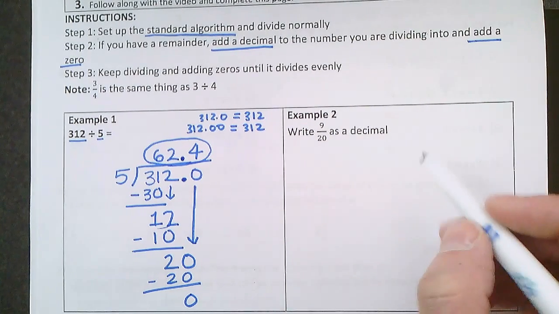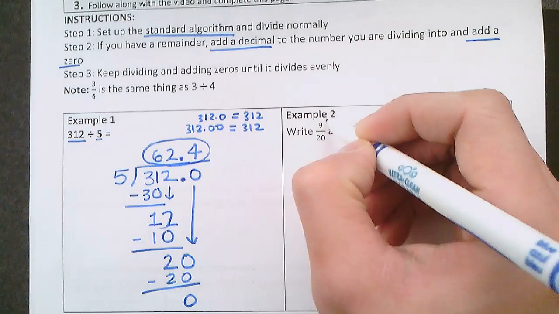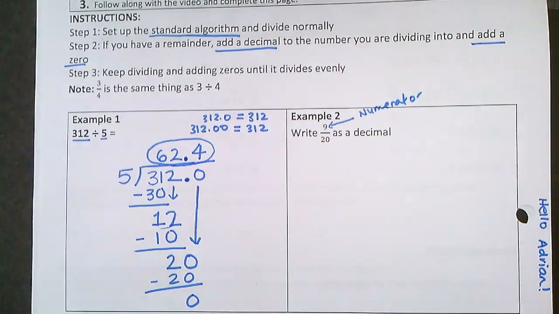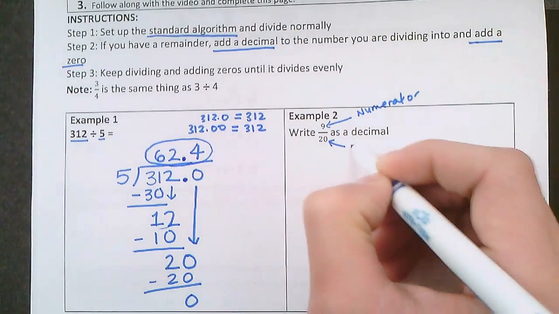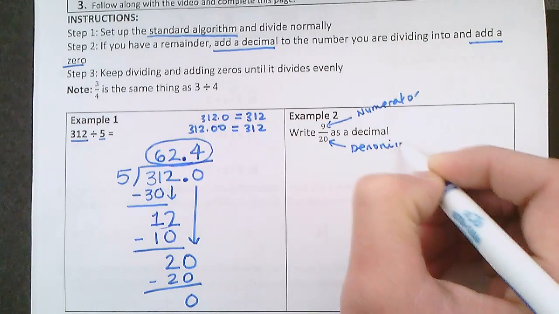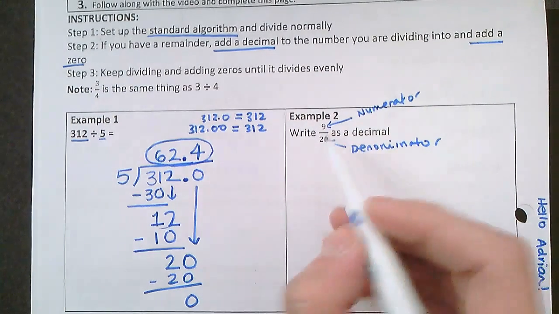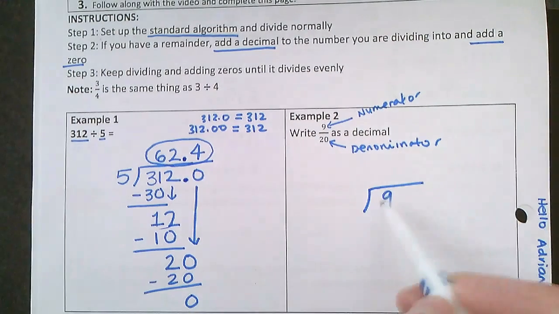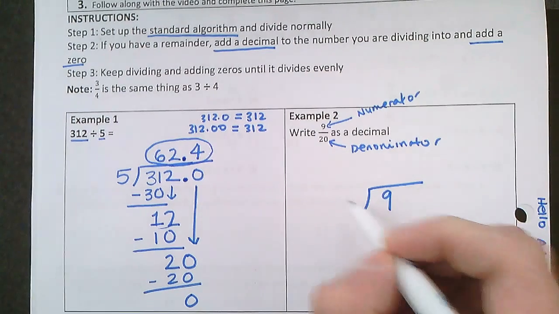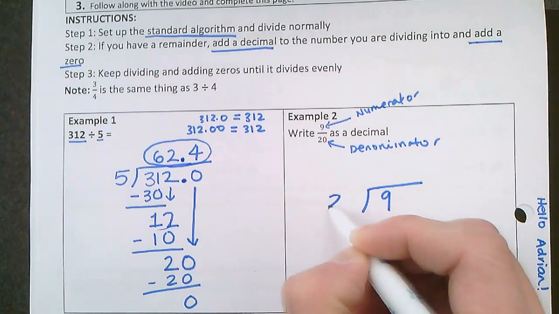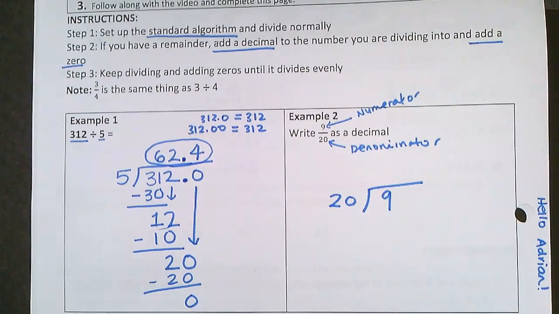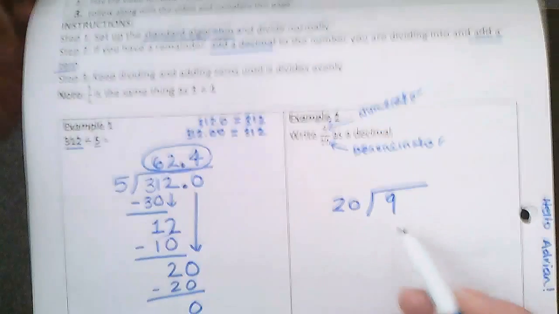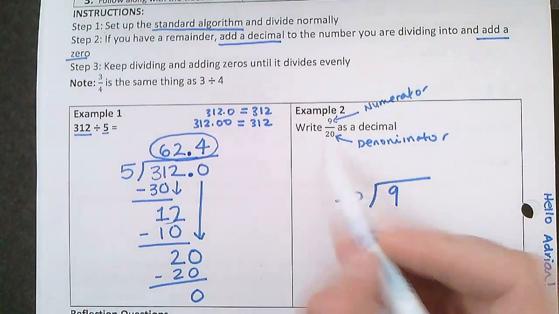So it's the same thing as taking the numerator, right? This is the numerator. And the 20 is the denominator. It's the number on the bottom. It's the same thing as taking the numerator, putting that into our dividing house, and dividing it by the denominator, which is 20. So the numerator goes on the inside, and the denominator goes on the outside. Now I've set up my standard algorithm for how to divide and turn this fraction into a decimal.